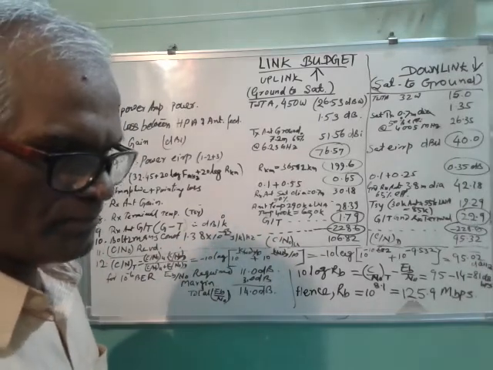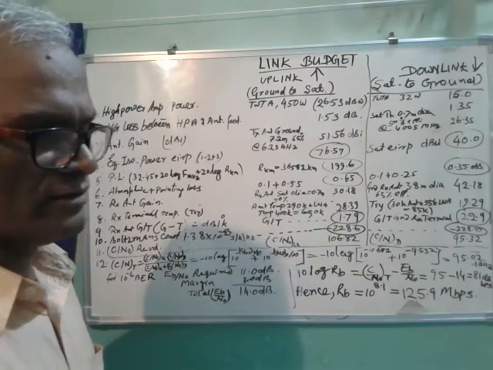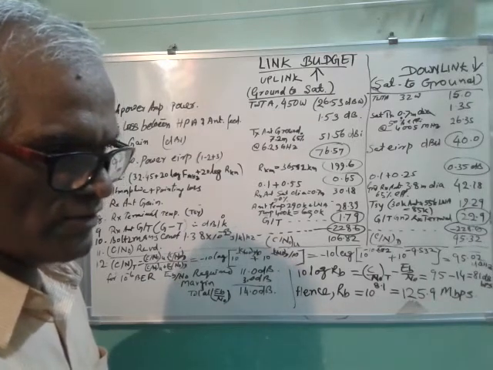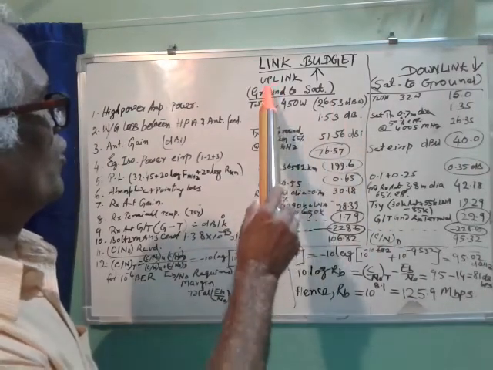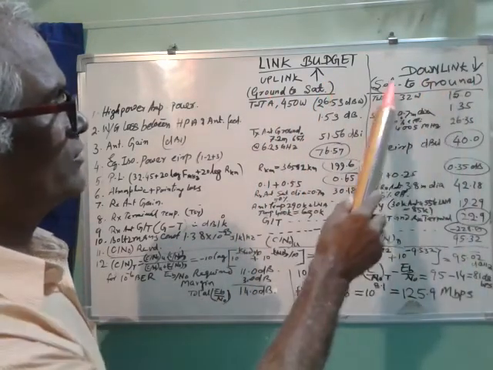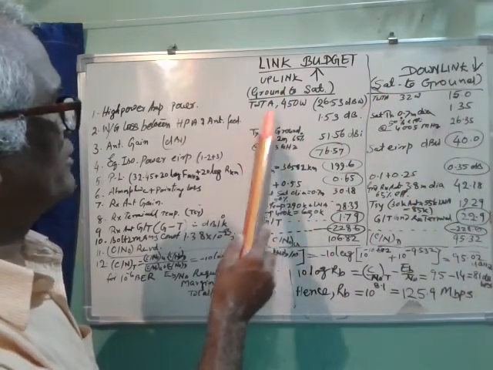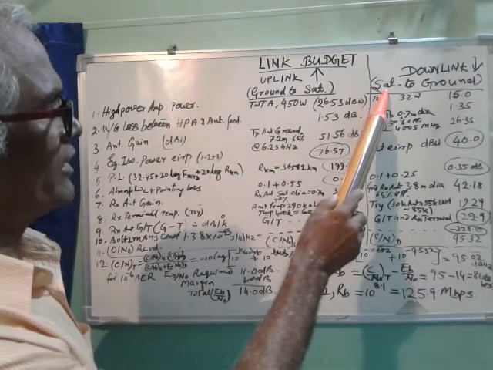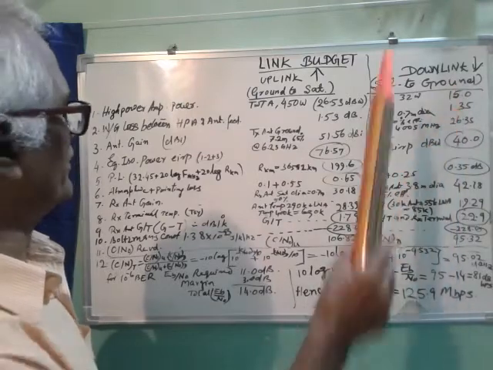It is EIRP, G by T, and the measured parameter is C by N naught effective. Then we will have uplink, which will be ground to satellite, then downlink, which will be satellite to ground. In uplink, the ground station will transmit and the satellite antenna will receive. In downlink, the satellite antenna will transmit and the ground receive terminal will receive the carrier.